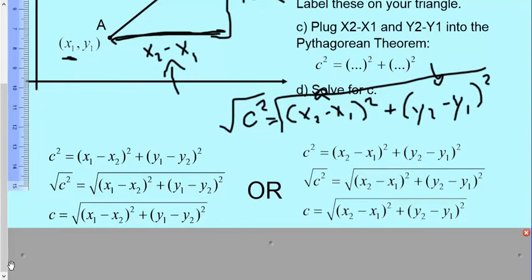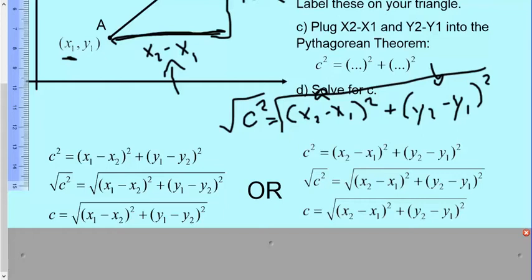C equals the square root of x sub 2 minus x sub 1 squared, plus y sub 2 minus y sub 1 squared. Meaning we're just going to be taking the difference of these two values. And it doesn't matter if we use x sub 2 first or x sub 1 first, as long as we're consistent throughout it, right? As long as we're trying to figure out the distance between the two. Just kind of like slope, we can't mix those up.